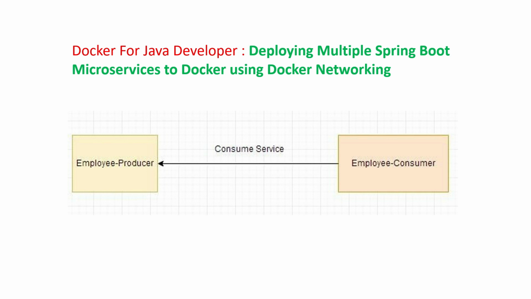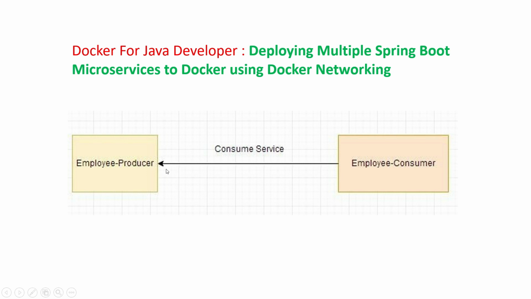This is chapter 8 where we are going to look at how to deploy multiple Spring Boot microservices to Docker using Docker networking. In the previous lecture, we saw how to deploy a single Spring Boot microservice to a Docker container. If you are new to this channel, I request you to go and watch my previous video. Then only you will get a better understanding of this concept.